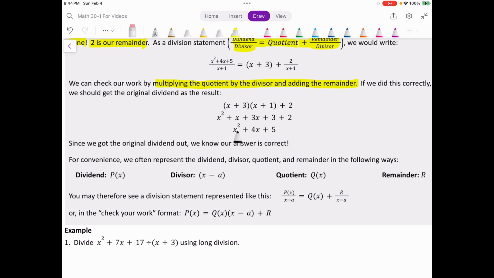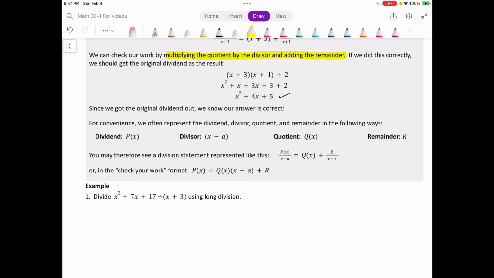Hey, sure enough, we get the original dividend that we started with, right? So it does seem like this stuff is equivalent to this, because when I multiplied this by x plus 1, I just got x squared plus 4x plus 5, right? Which is undoing that division by x plus 1. So we got the original dividend out. We know our answer is correct, okay?